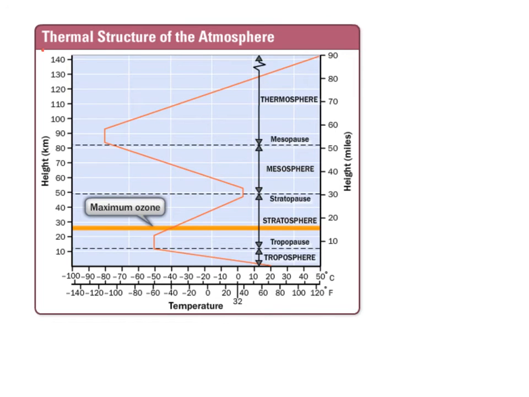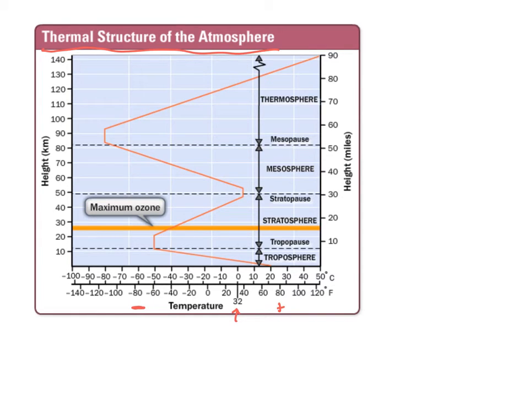Now in this graph, we're looking at the thermal structure of the atmosphere. Basically, how does temperature vary as we travel up through the atmosphere? And we'll notice a bunch of different things. Here is 32 degrees Fahrenheit or 0 degrees Celsius, and this is where water freezes. And then we're going to get warmer here and then cooler on this side here.